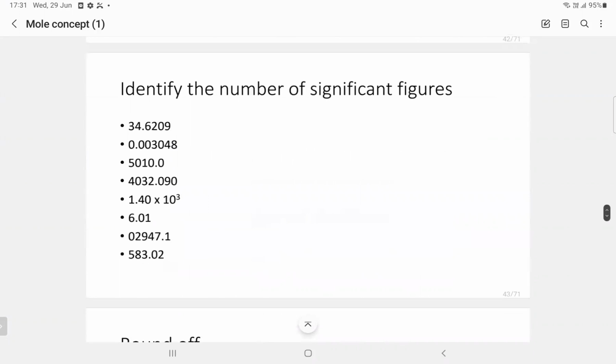So here, can you identify the number of significant figures? Can you say how many significant figures the first one has? 1, 2, 3, 4, 5. Here, 4. Ready? 1, 2, 3, 4. Here, how is it 4? How is it 3? It's 5. Why are you saying it's 3?